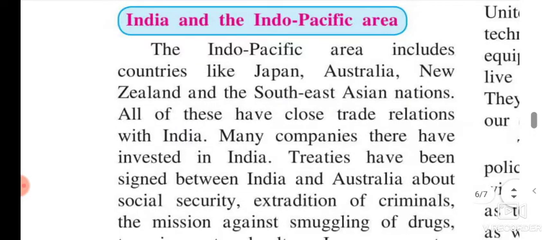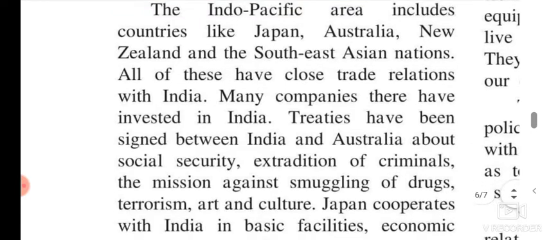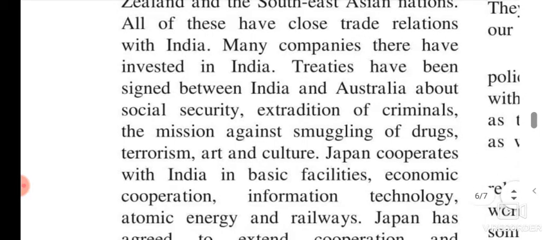The Indo-Pacific area includes countries like Japan, Australia, New Zealand, and the Southeastern Asian nations. All of these have close trade relations with India. Many companies have invested in India. Treaties have been signed between India and Australia about social security, extradition of criminals, the mission against smuggling of drugs, terrorism, art, and culture.